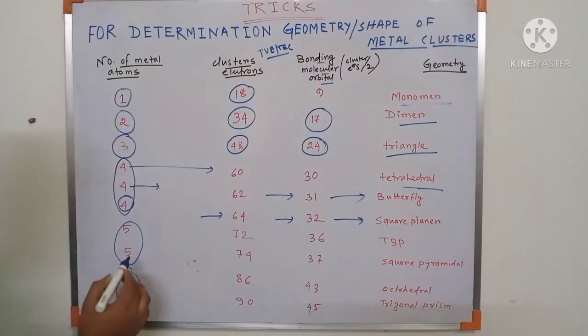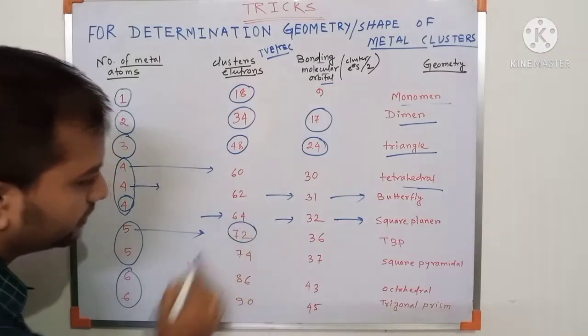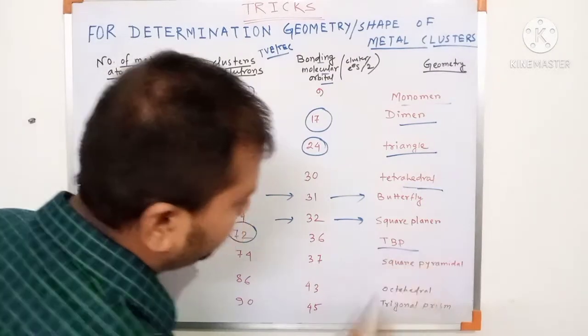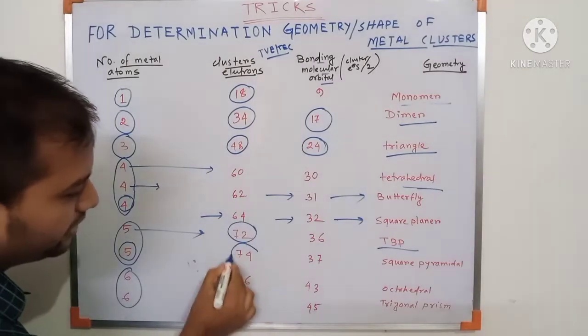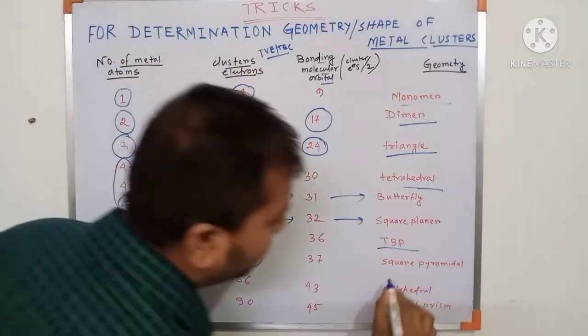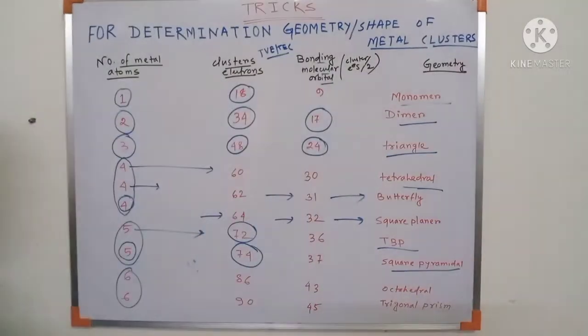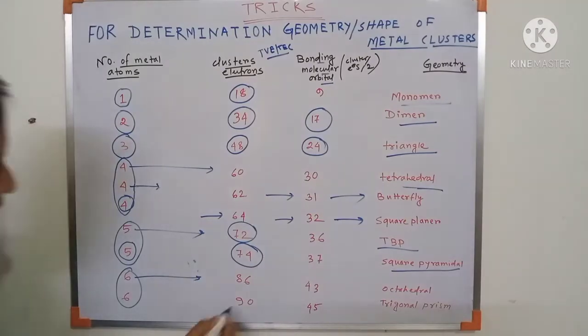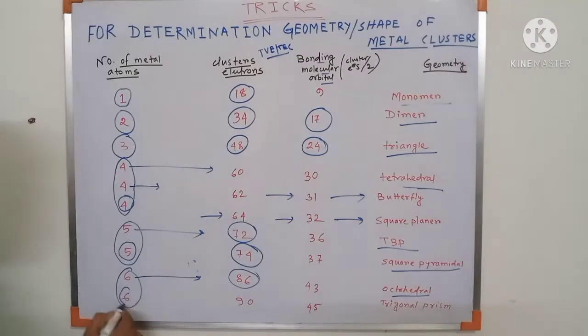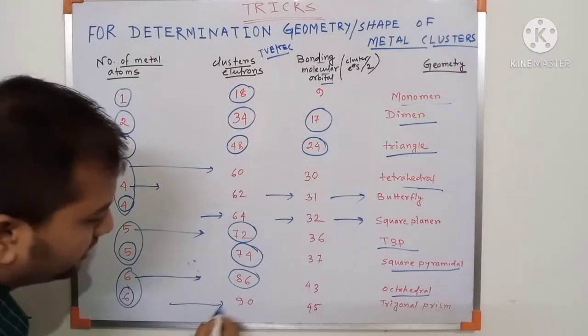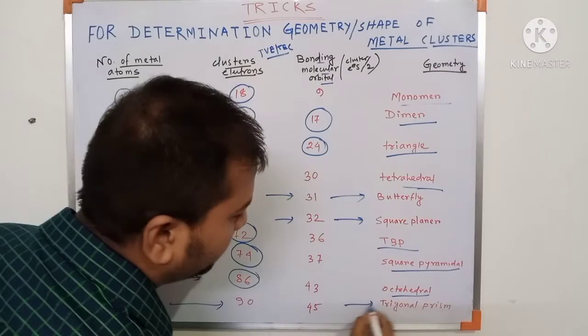And next, metal atoms 5 and cluster electrons 72 form TBP, trigonal bipyramidal. And with the same 5 metal atoms but cluster electrons 74, it forms square pyramidal. And metal atoms 6 and cluster electrons 86 form octahedral. And with the same 6 metal atoms but cluster electrons 90, it forms trigonal prism.